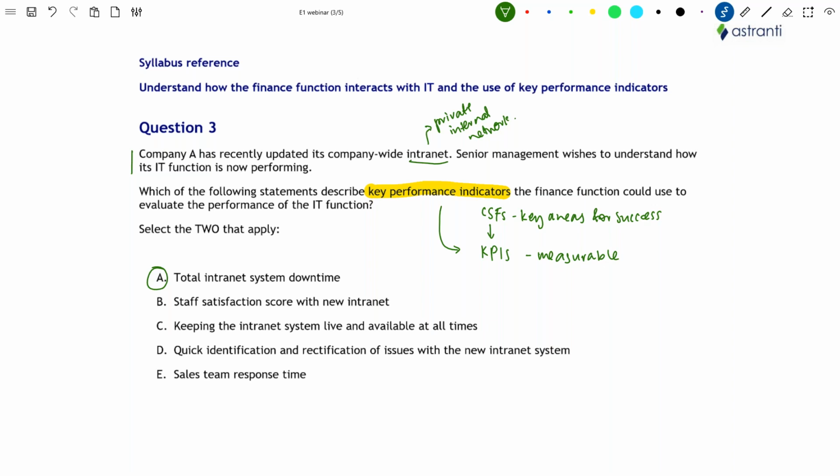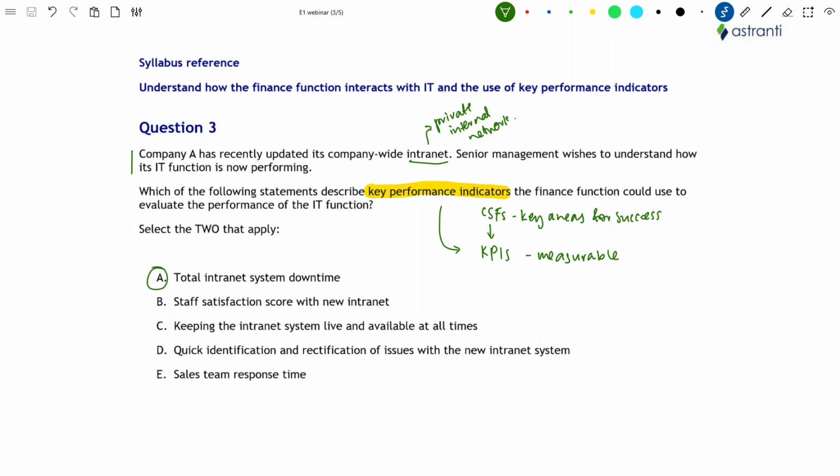And remember, in your exam, if you're asked for multiple responses, make sure you select the right number, because if you only select 1 and move on, you will not be getting the question right. So let's look at our option B, staff satisfaction score with the new internet. Okay, well, again, is it measurable? Yes, you could assess this perhaps with a staff survey, getting them to score out of 5 or perhaps 10. So it's something that's measurable.